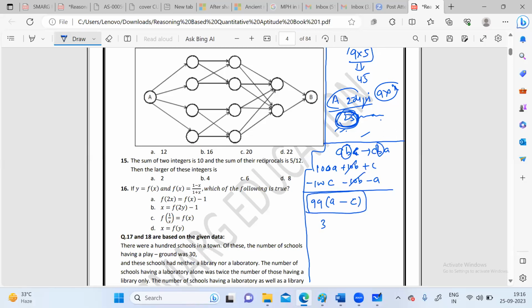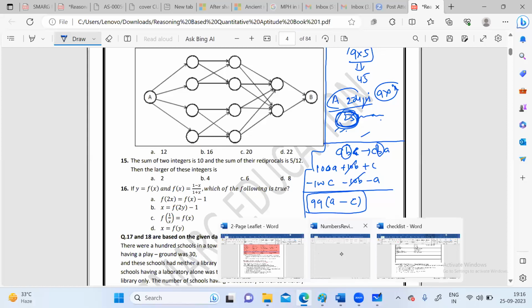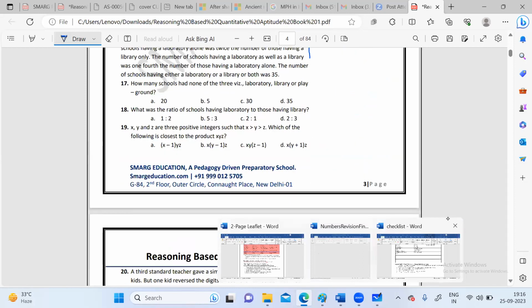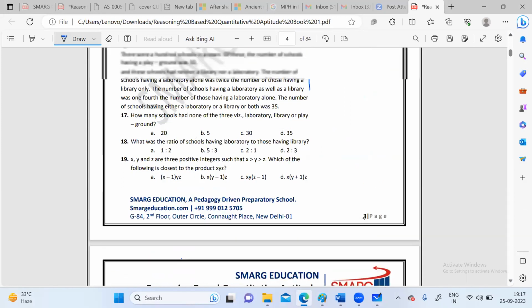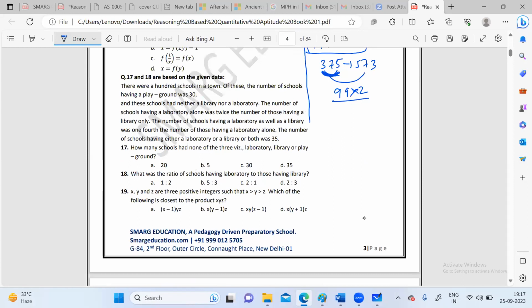So let's say 375 is reversed as 573. The difference would be 99 into 2, because the difference of the first and last digit would be 2 only. So this is how we get the difference of a number when its digits are reversed. Now let's go for the next concept.